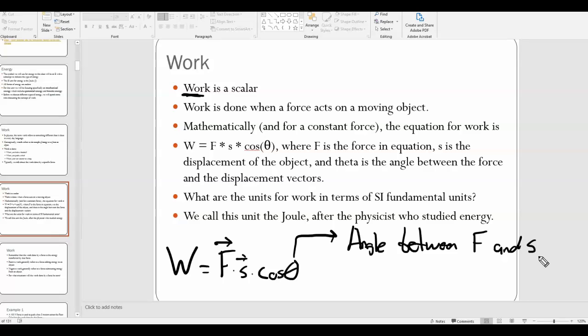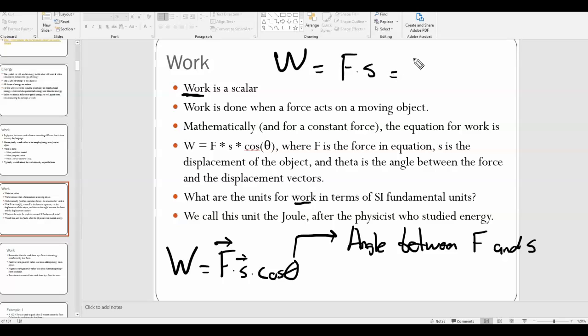Now, what are the units for work in terms of SI fundamental units? In the last unit, we started talking about how you find the units for something. Well, you find the units for something by taking an equation and plugging units into the equation. So let's take a look at the work equation and see if we can figure out the units for work in terms of SI fundamental units. Cosine theta doesn't have any units, that's just going to be a number. So for the sake of units, let's just ignore the cosine theta part because it doesn't matter as far as units go. Now, what are the units of work?